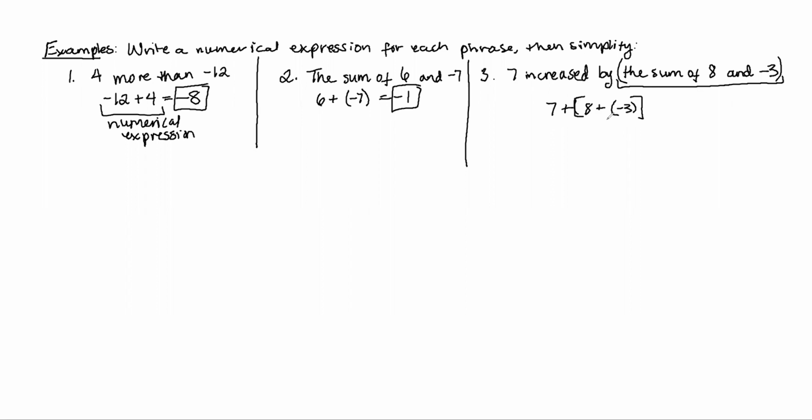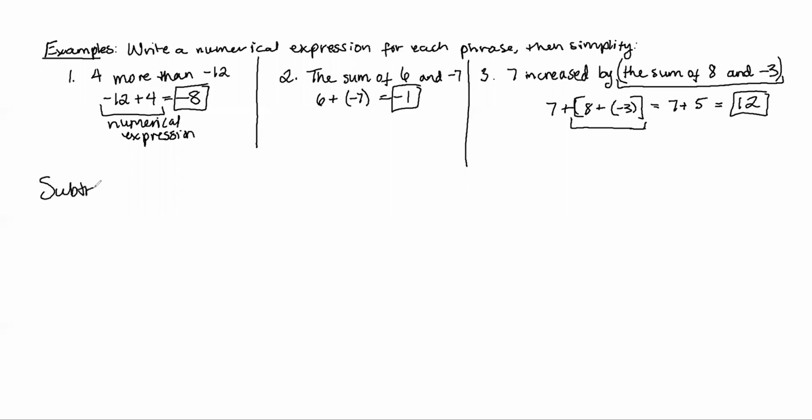And now simplifying this, we want to go ahead and just simplify inside those brackets first. Bring over the 7 plus, and 8 plus negative 3 opposites, so we subtract, take the sign of the larger number, which is positive, so we get positive 5, and 7 plus 5 is 12. All right, so those are just usually a little bit trickier, trying to figure out what they're actually saying, how to translate it into a numerical expression. Once you have that part down, shouldn't be too bad actually simplifying it.